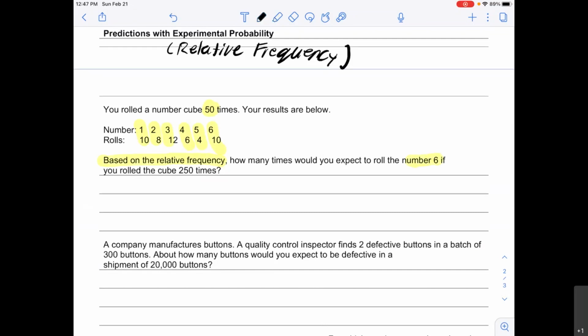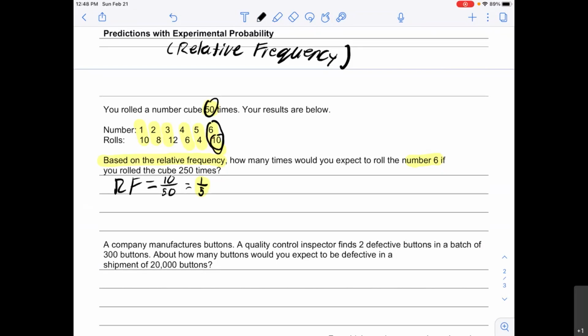The relative frequency here of rolling a 6 was 10. I got a 6 10 times out of 50 rolls. So my relative frequency is 10 over 50, which I can simplify to 1 over 5. I can tell right away that is different than the theoretical probability. The theoretical probability of rolling a 6 was 1/6. My relative frequency, what actually happened, was 1/5. That's okay. We're now going to use this 1/5 to use a proportion.